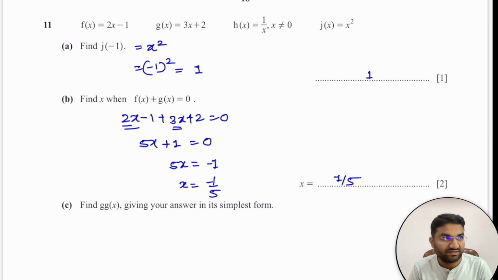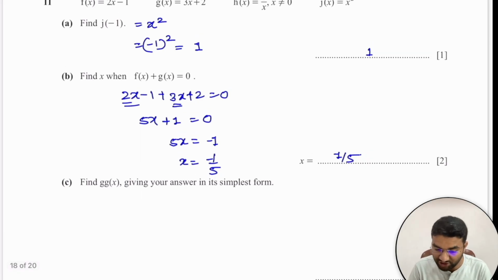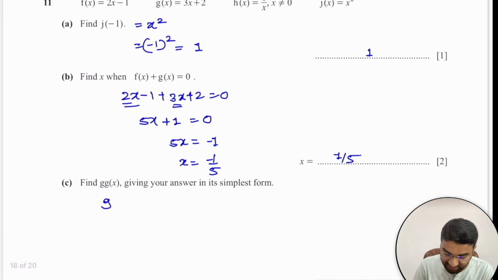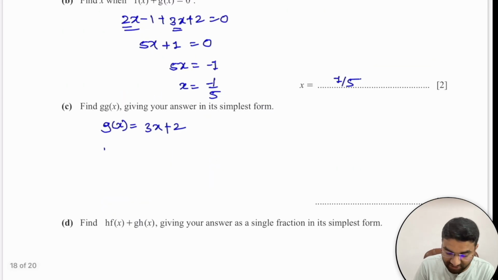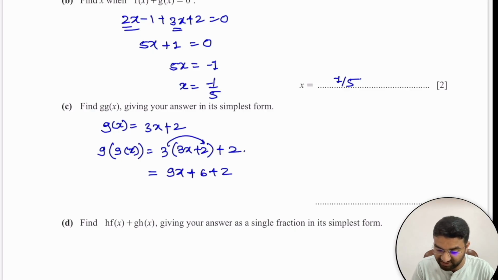Next, g of g of x, answer in the simplest form. So g of x is 3x plus 2, and this g of x you have to put in g again, which is 3 times the bracket 3x plus 2, plus 2. So here 9x plus 3 times 2 is 6, plus 2, which is equal to 9x plus 8. Done. That's our final answer, 9x plus 8.